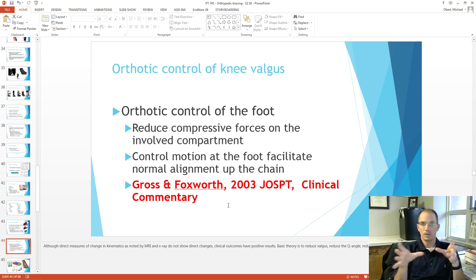But there has been shown to be some benefit of doing some orthotics to help control the valgus at the knee. And so we'll talk again about that a little bit more, but just understand that our orthotic foot control is not just looking at the foot. We can look up the chain also.